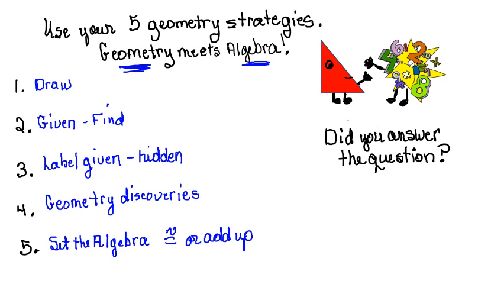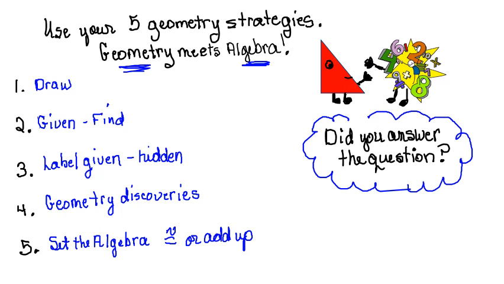And when you're all done, make sure that you go back and answer the question. Because finding X is one thing, but if the question is how big is the angle or how big is the side, there's two parts that are happening inside here. All right, go make a friend with a geometry shape.